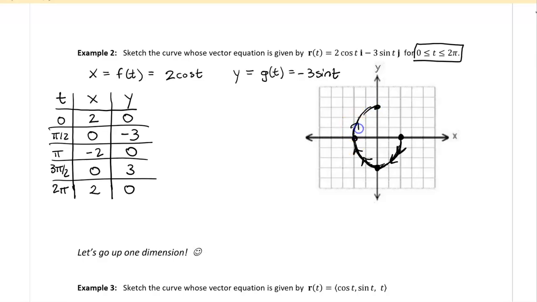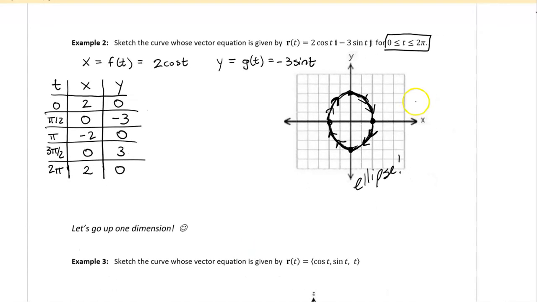And I'm going to indicate my direction of travel right there. And then finally, we go back to 2, 0. And this is an ellipse. That is an ellipse. So if you're defining x and y with sines and cosines that have different coefficients in front of them, you're going to get an ellipse. And this one only goes around the ellipse one time.